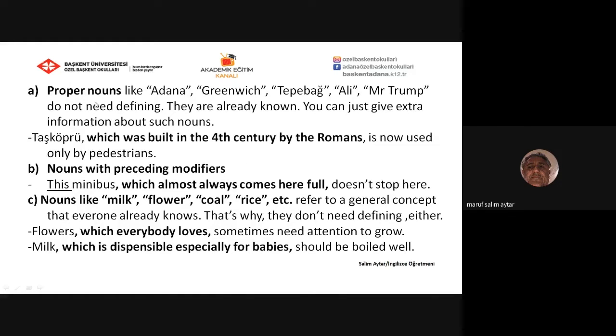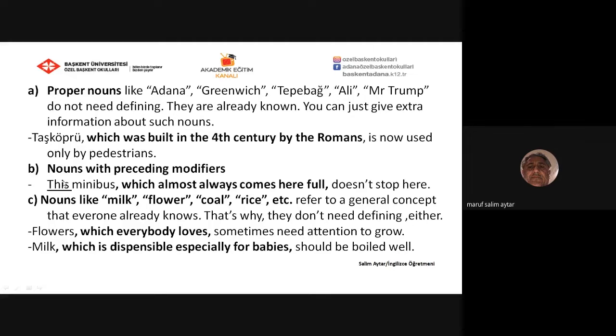Well, proper nouns like Adana, Greenwich, Tepebaşı, Mr. Trump do not need defining. They are already known. You can just give extra information about such nouns. For example, Taş Köprü, which was built in the 4th century by the Romans, is now used only by pedestrians. This gives us extra information, and that's why it is put into commas. Okay? And this is valid for all proper nouns given here.